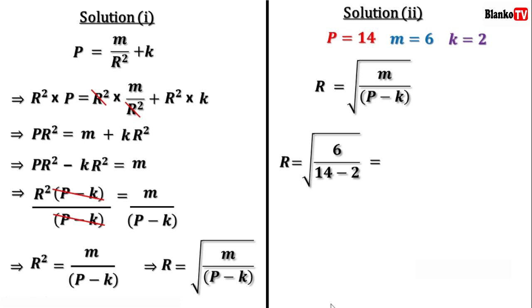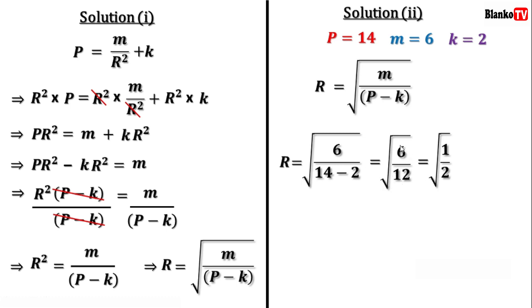Okay, so when you subtract 2 from 14, we'll be left with what? 12. So we are going to get the square root of 6 over 12. Okay, 6 over 14 minus 2 is equal to the square root of 6 over 12. 14 minus 2 is what? 12. Okay, so 6 over 12 is also equal to what? 1 over 2. That is the square root of 1 over 2. 6 cancels itself 1, cancels 12 2.